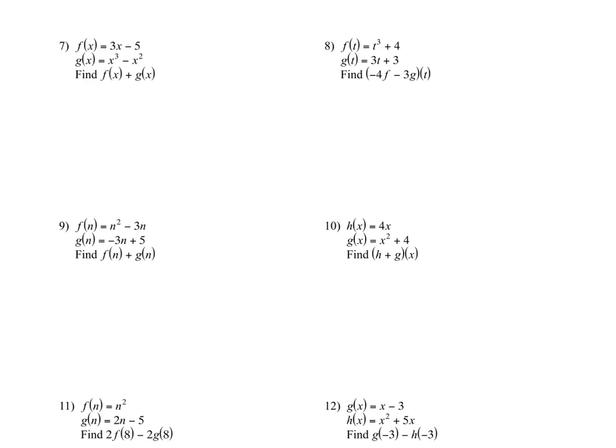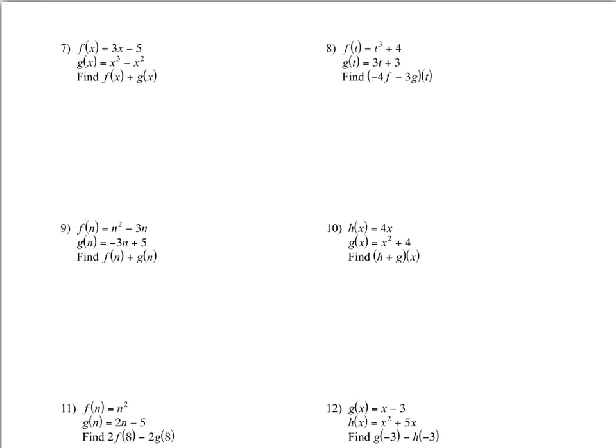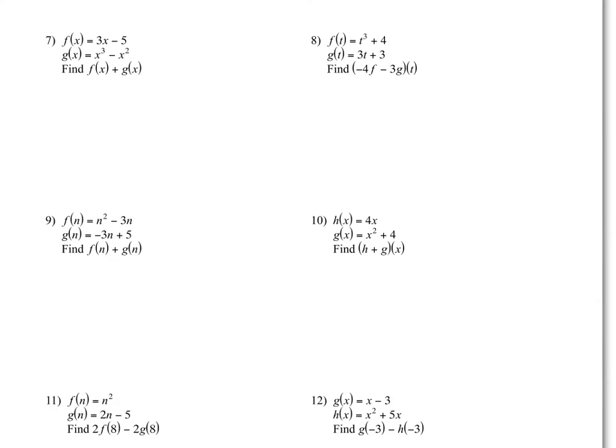Here's the next problem. It's number 7. So we're going to have f of x. Oh, sorry, I moved the paper. So we're going to have f of x plus g of x. We've got f of x is 3x minus 5 plus g of x is x cubed minus x squared.